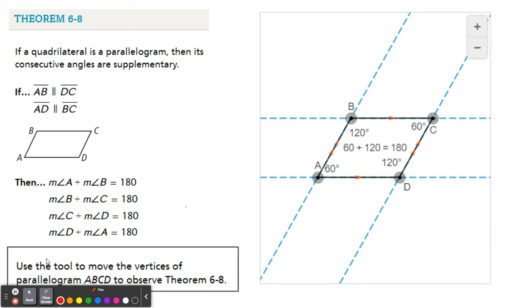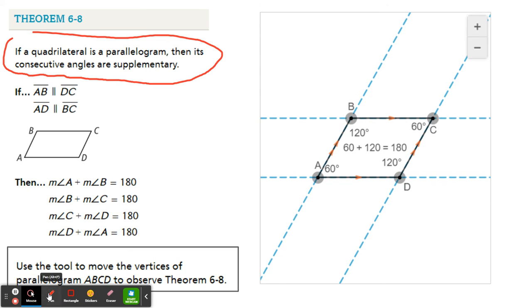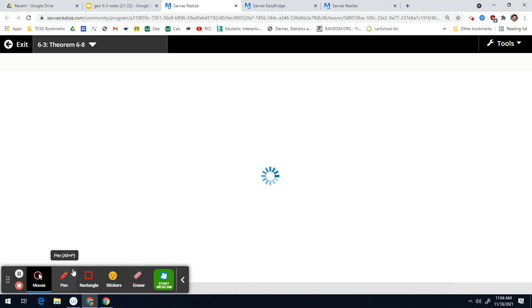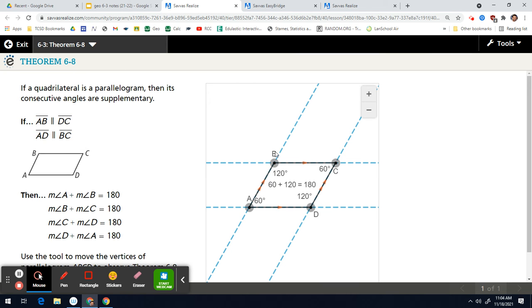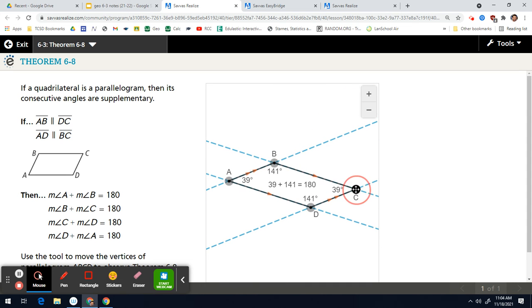Very good. So here's your official theorem for the consecutive angles. In a quadrilateral that is a parallelogram, the consecutive angles are supplementary. And again, because those opposite sides are parallel, you do have these supplementary relationships. So you'll see here that you have 60s and 120s, and 60 plus 120 is 180. Let's use the tool, go on to Solve and take a look. Let's change some things around and see what we get. I can move C around. So notice I changed the angle of the parallelogram, but still 39, 39, 141, 141, and 39 plus 141 is 180.